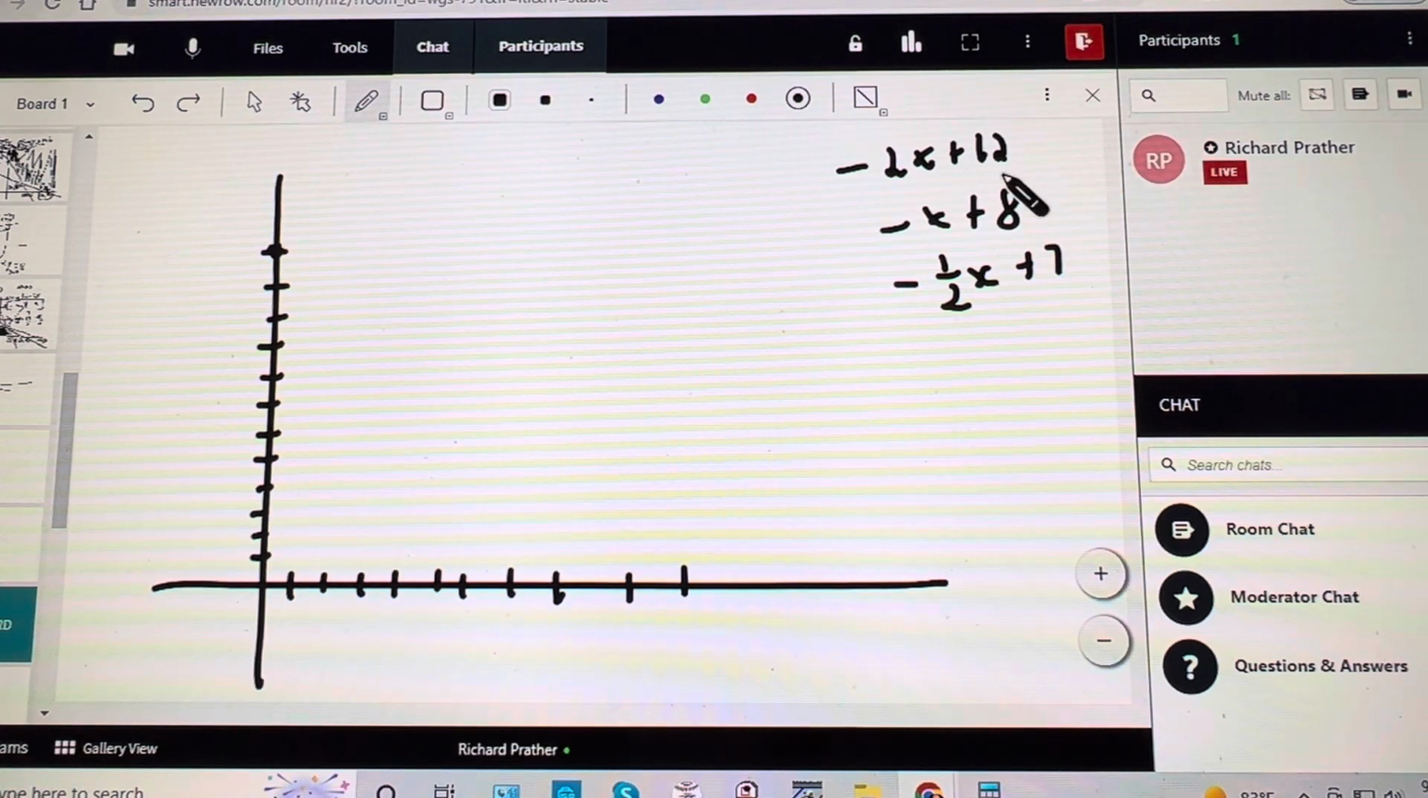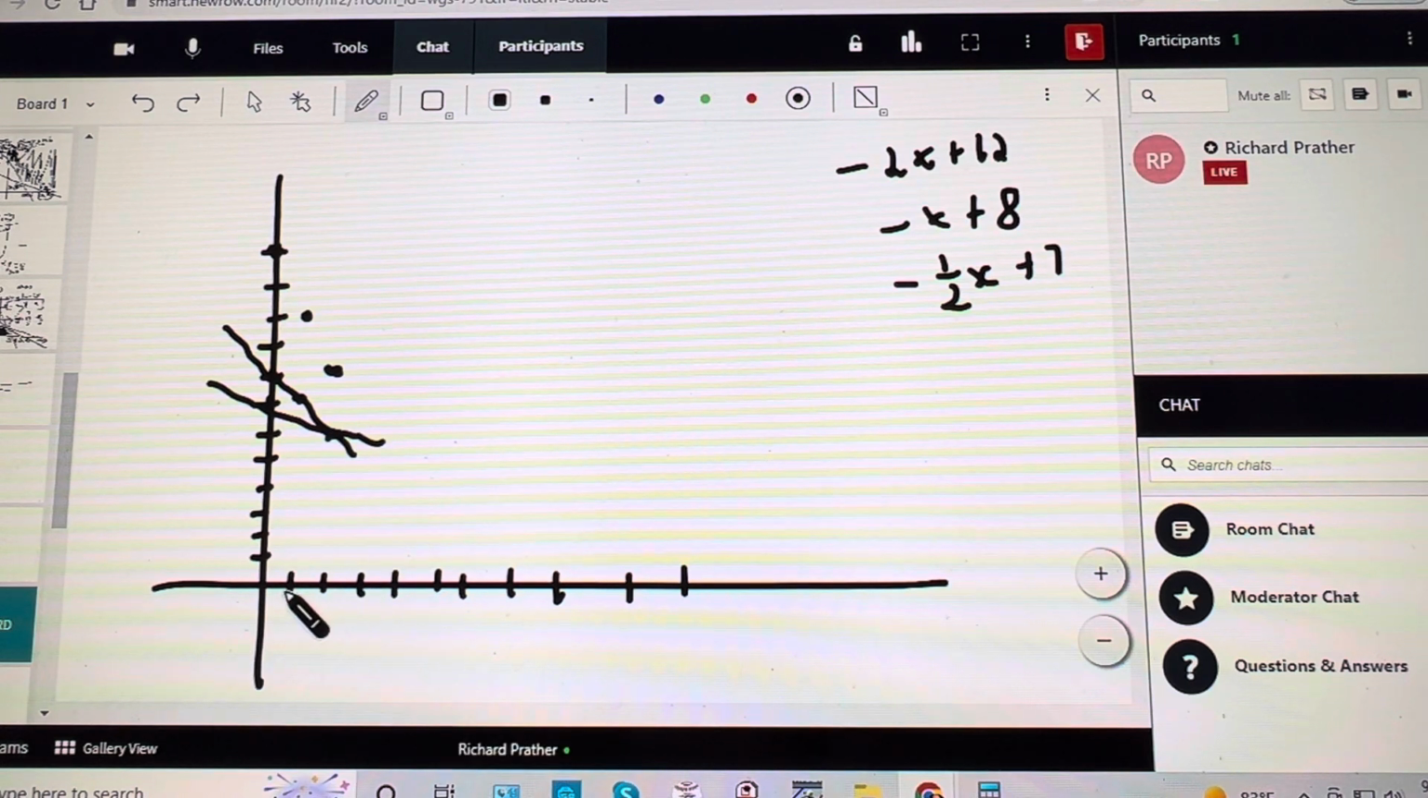Okay, so this one starts at 12 and goes down 2 over 1. The other one starts at 8 and goes down 1 over 1. And this one starts at 7, down 1 over 2. Okay, go back to this one, down 2 over 1. If it helps if you have graph paper, you can keep these vertical of each other. And this one is down 1 over 1. They definitely both cross there. This one and that one cross right there.